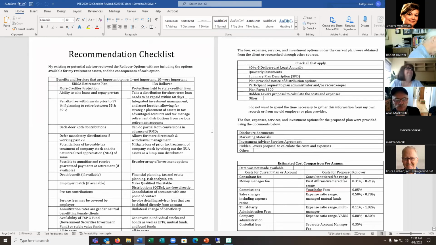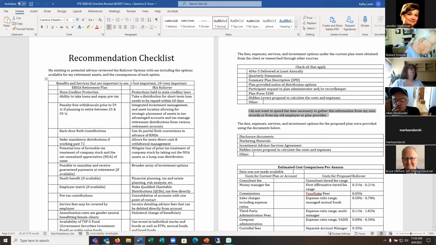Then in this section, I listed again the various documents that you could use to gather information. If you find any of these documents, then you should check them off or other. And then here is the disclaimer or the opt-out language that the client doesn't want to spend the time to find that information.